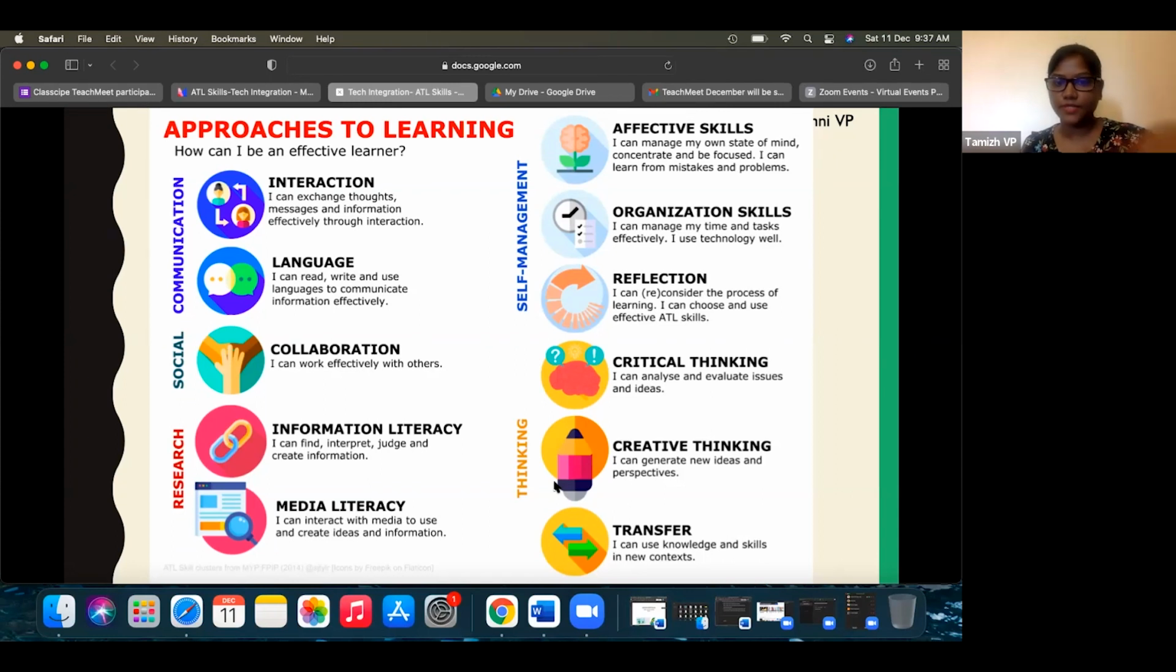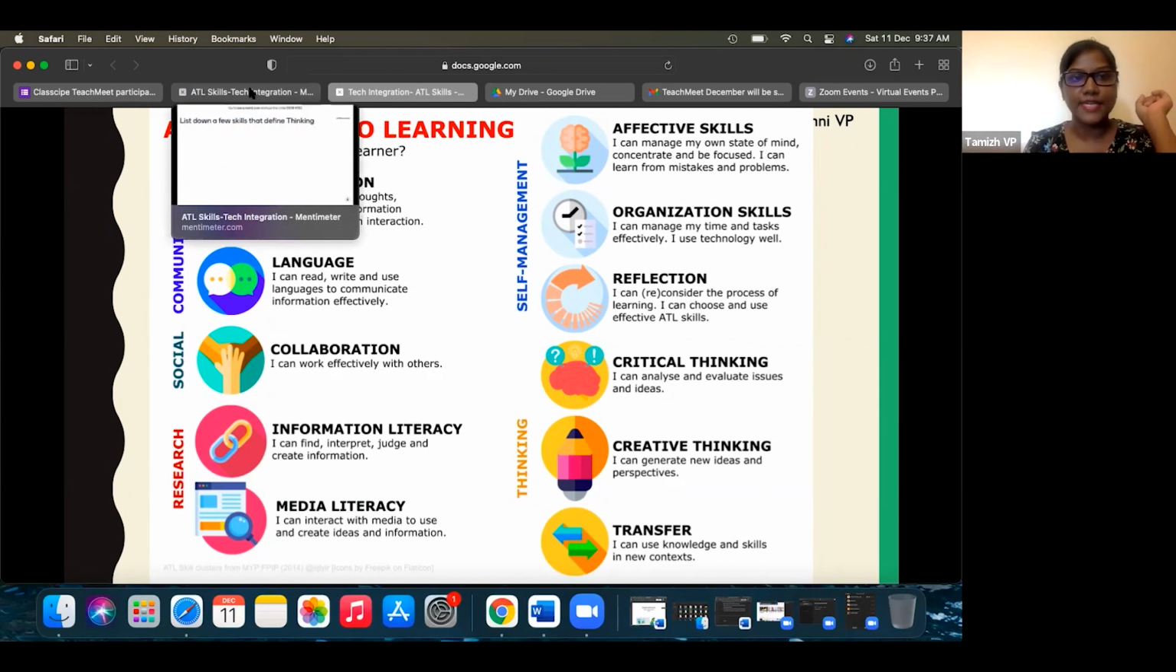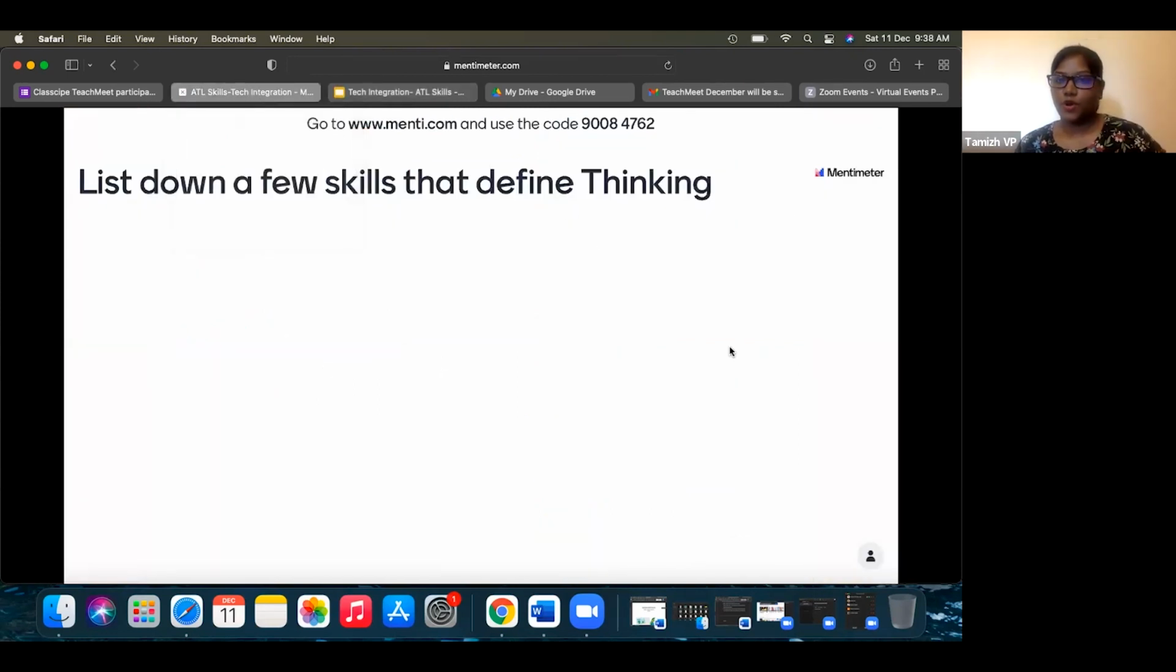We have spoken about the types of ATL skills and the clusters. Now, I think I've done a lot of talking. Let's do a little activity. I'm going to project my screen. Excuse me. So I'm using a tool called Mentimeter here. I'm going to ask three questions to all of you. So you can see over here, let me just copy the link.